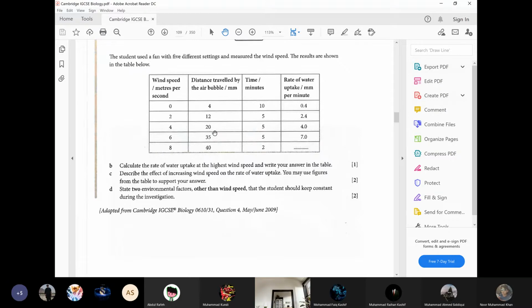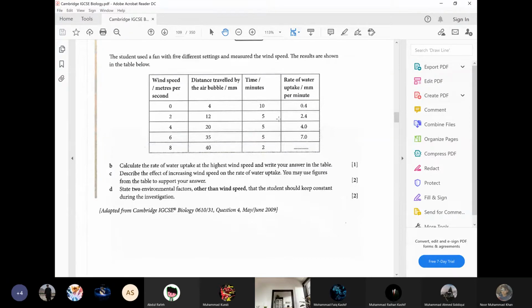Now, what you will say here is that as the wind speed is increasing, the air bubble is moving more and more, and even in less time it is moving faster. So you can also say that the rate of water uptake is increasing. Understand? But remember one thing: whenever there is a question of describe, you always use the data which is given.